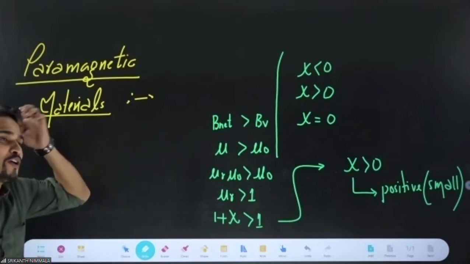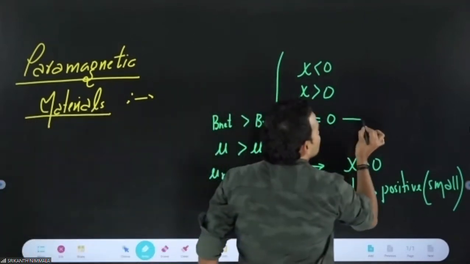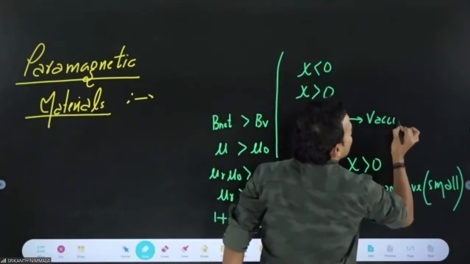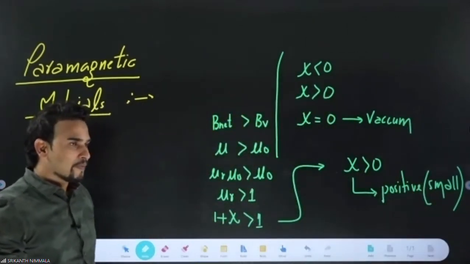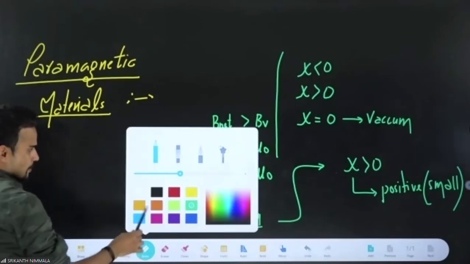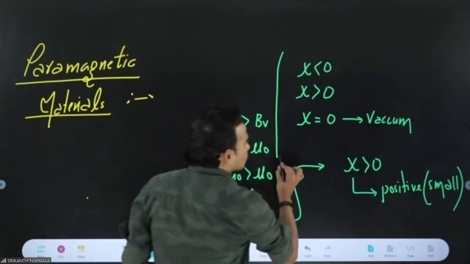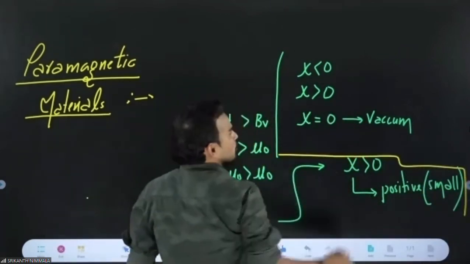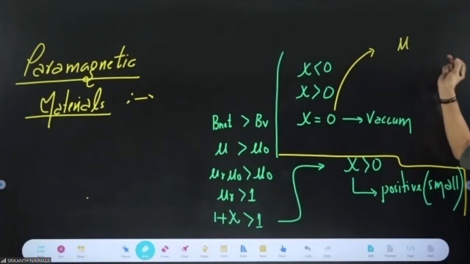No, for ferro it's a very high value. Xi 0 means vacuum. Xi for vacuum will be 0. You write xi equal to 0 for vacuum. If your xi is 0, that means the magnetic susceptibility of vacuum is 0. Because for vacuum, if you do the same thing, mu of vacuum will be equal to mu naught.